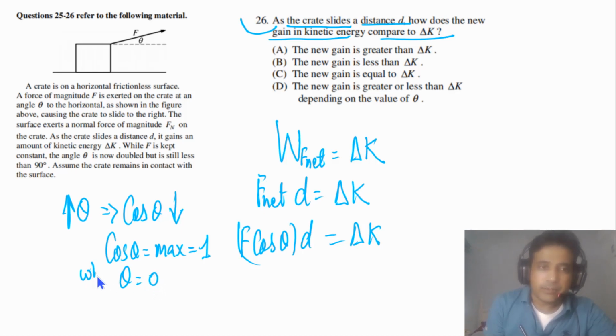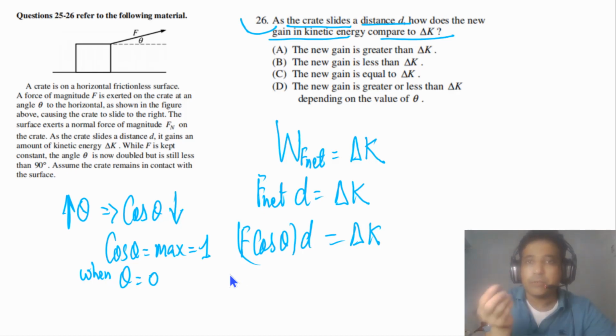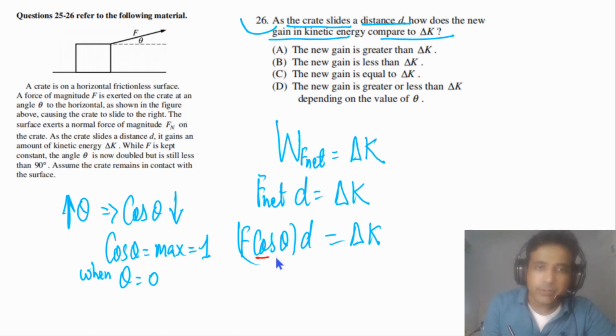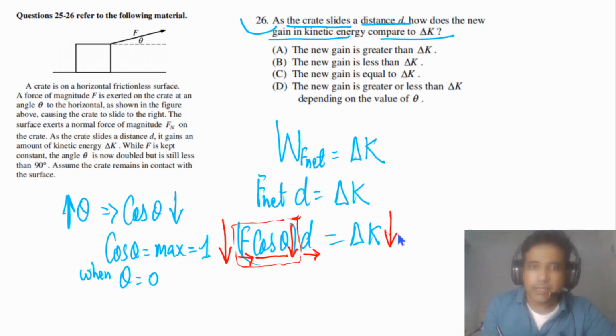When theta is equal to 0, cosine of theta is maximum. As the angle increases, cosine of theta will decrease. As cosine of theta decreases and F is the same, overall the horizontal component of the force will decrease, and d is the same. We are comparing for the same distance, so delta K has to be lower. So the answer for this question also has to be B.